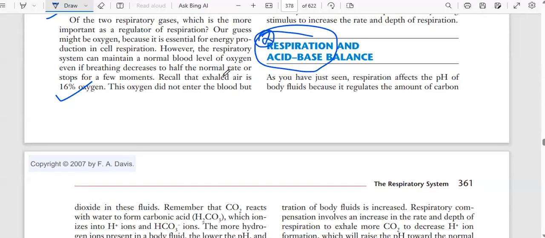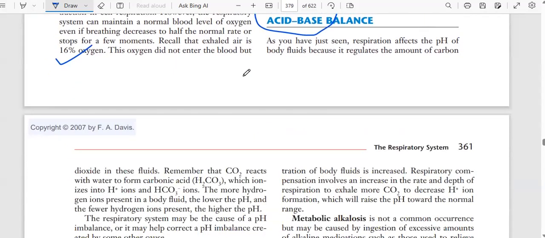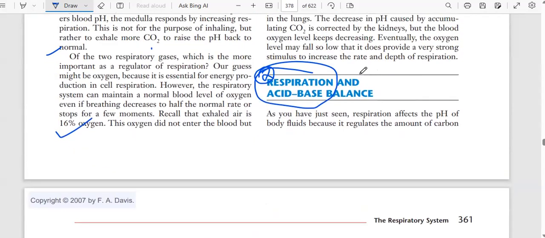So we are studying the respiratory system. This is the last topic in the respiratory system, that is acid-base balance. How inspiration and exhalation maintain respiration, and how respiration maintains the acid-base balance.